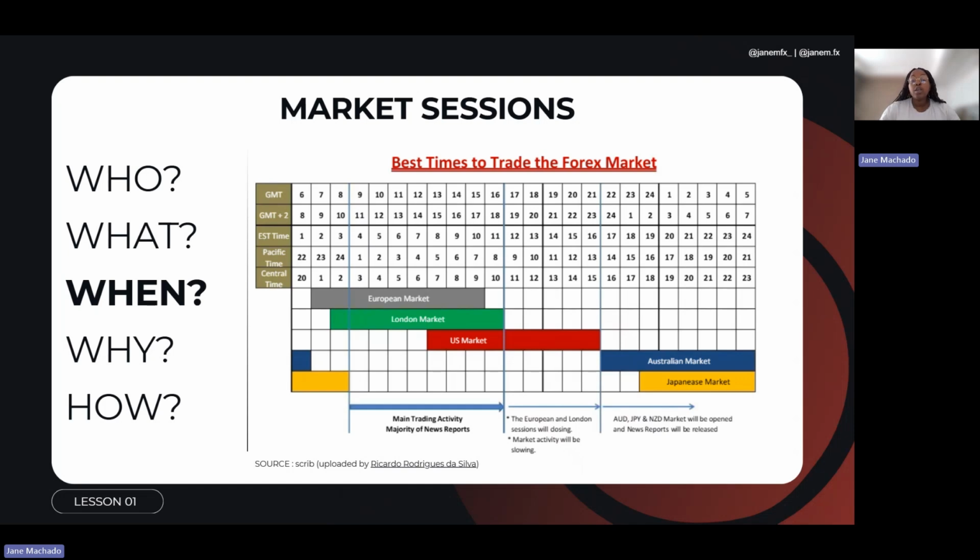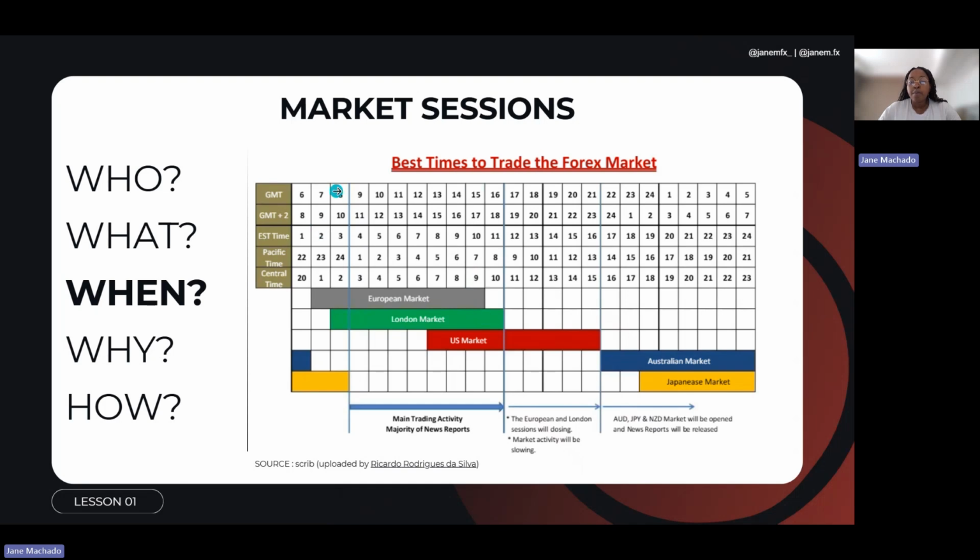As you can see here, you have the European market, the London market, because London or the UK is not part of the, you remember Brexit, right? Okay, I hope you do. The US market, the Australian market, the Japanese market. Okay, let's remember that Australia is in another continent called Oceania. Okay, this is another continent. Okay, so European market opens at GMT 7 a.m. and closes at GMT 3 p.m.